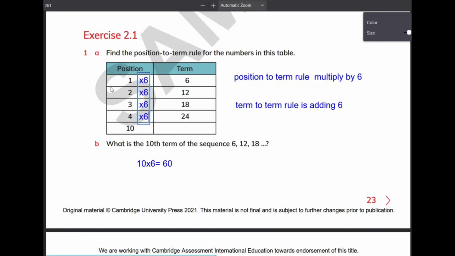And in the second question, number B, they say, what is the first term of the sequence 6, 12, 18? If you'd like to find the first term, you just multiply by 6. And when we multiply by 6, you find the answer is equal to 6.